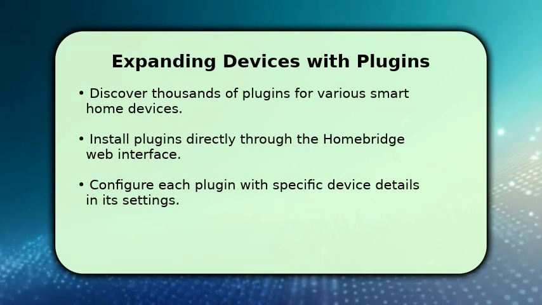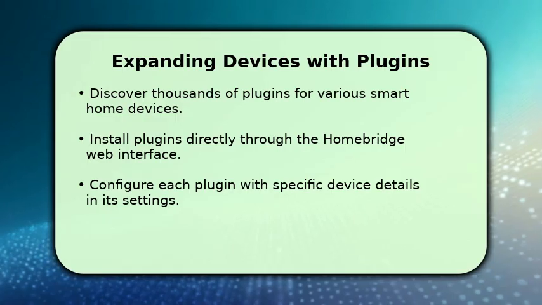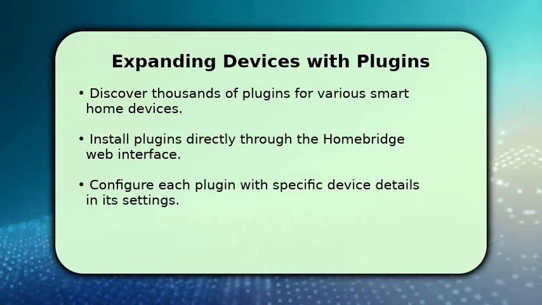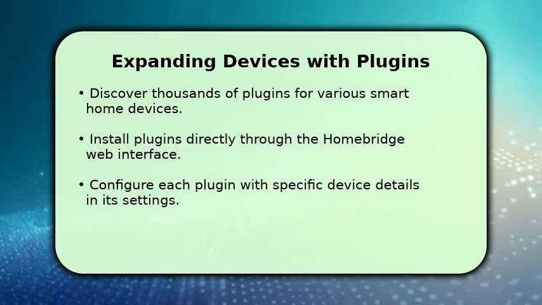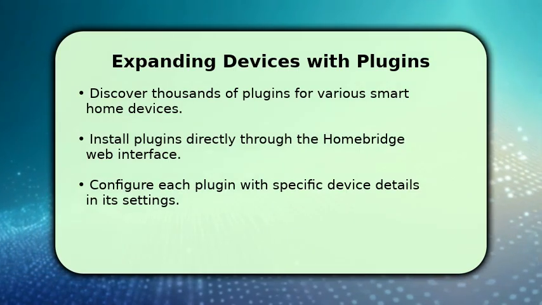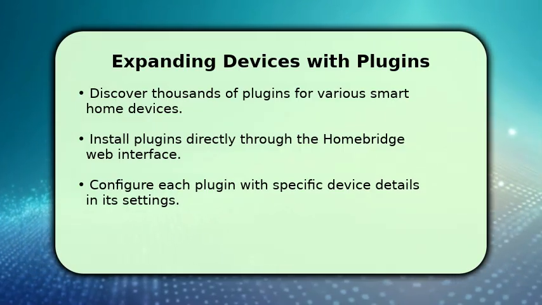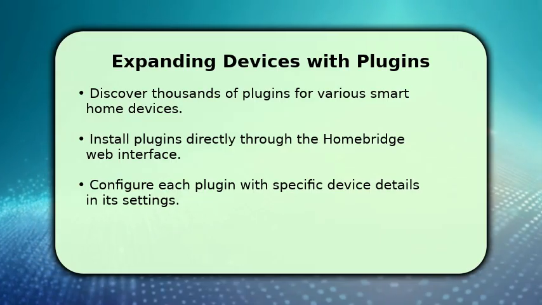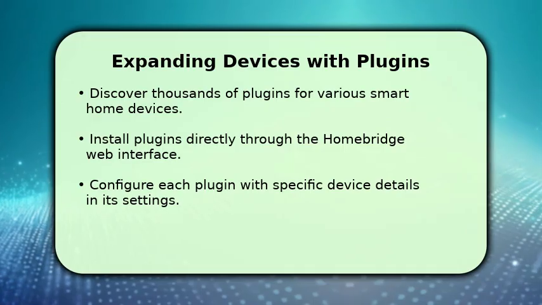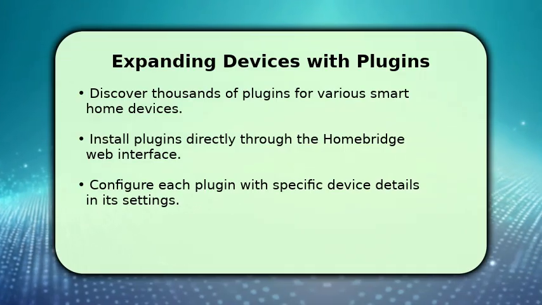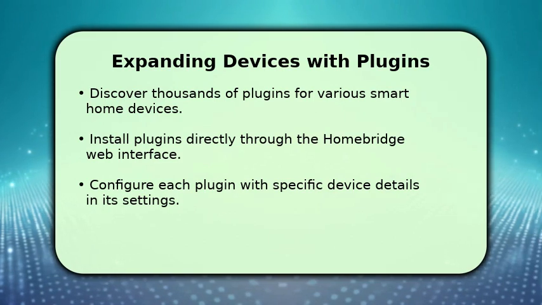With Homebridge installed, the next exciting step is adding your smart devices using plugins. There are over 2,000 community-developed plugins available, supporting a vast array of accessories. You can easily browse and install these plugins directly from the intuitive Homebridge web interface. After installation, you will configure each plugin, often by editing its settings, to include specific details for your devices, like account credentials or IP addresses.